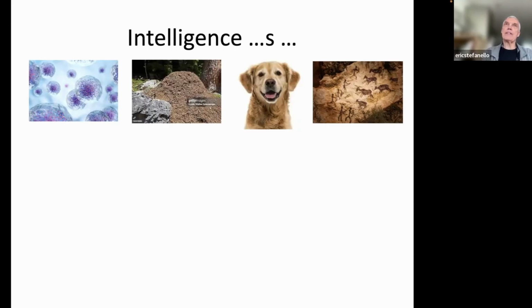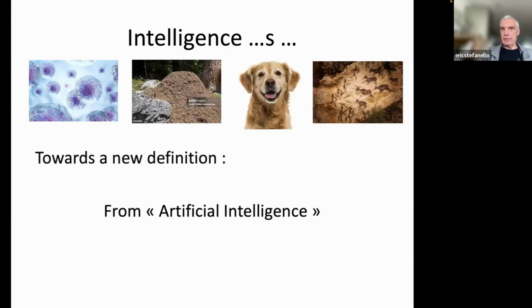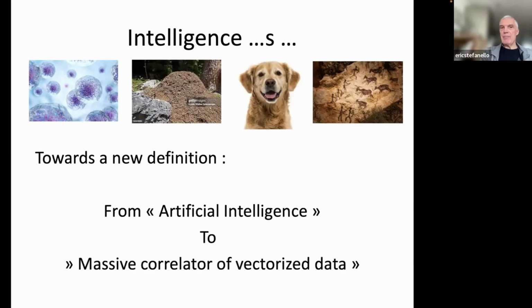If you consider that intelligence is the way to solve problems, there are many sorts of intelligence. When bacteria took other bacteria to create mitochondria, it was a kind of intelligence, just a biochemical intelligence, but that's intelligence. A colony of ants is intelligence, a dog, and so on. And then there's our intelligence. So I would like to propose a different definition of artificial intelligence, because from a strict mathematical standpoint, we should call them massive correlators of vectorized data. This is what today's artificial intelligences are.